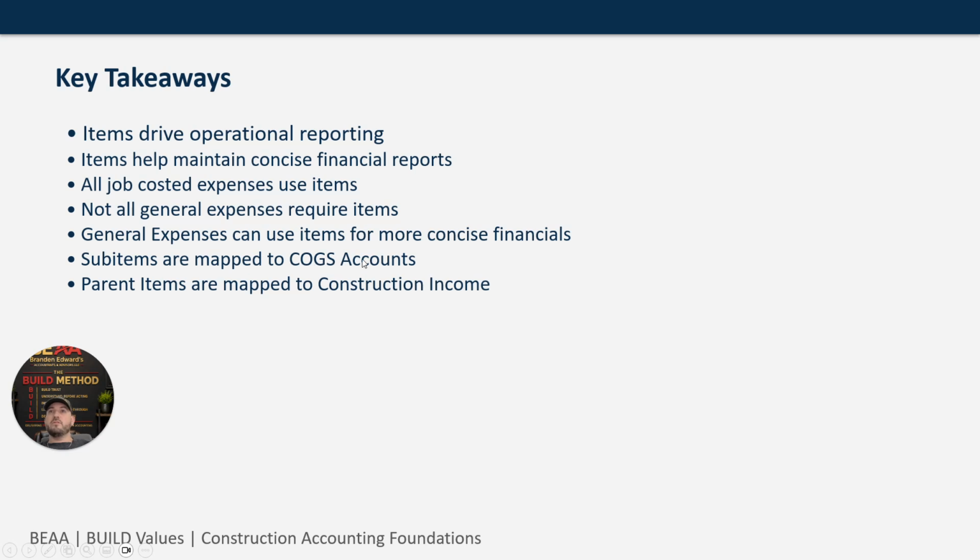Sub-items are mapped to cost of goods sold accounts. This is not an exception for job costed items. All sub-items for job costed items, such as shell purchase material, interior doors purchase material, and landscaping salaries and wages, are all mapped to an account that lives in cost of goods sold. No exceptions. Job costed expense goes to cost of goods sold. Parent items are mapped to construction income. So every time we have a parent item like we saw before, map straight to construction income, pretty self-explanatory.